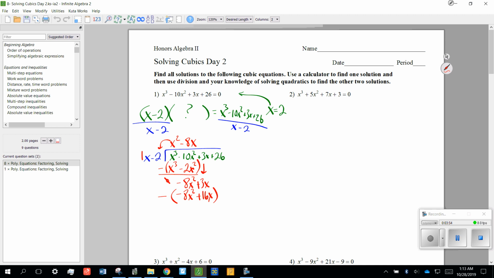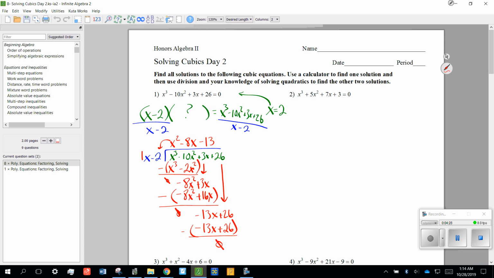And that whole thing, again, we're subtracting. So -8x squared, take away -8x squared, you don't have any more x squared. 3x, take away 16x, and you get -13x. So now we bring down the 26. And how many times will x go into -13x? -13 times x is -13x. And then -13 times -2 is 26. And when we subtract that whole thing, we get 0.